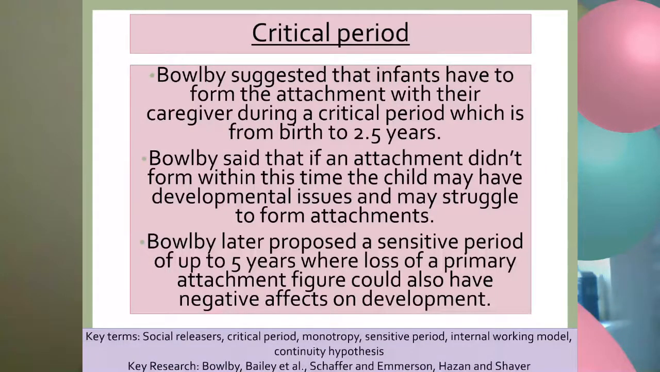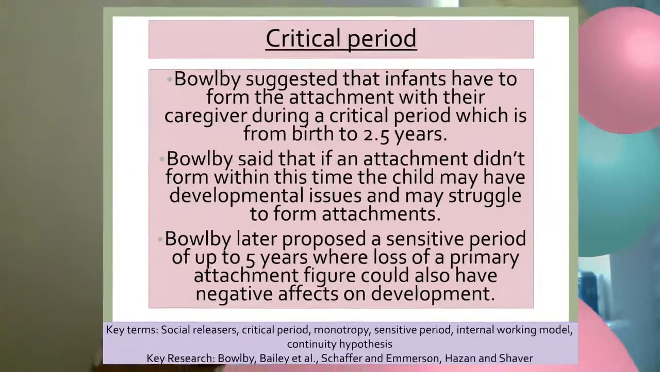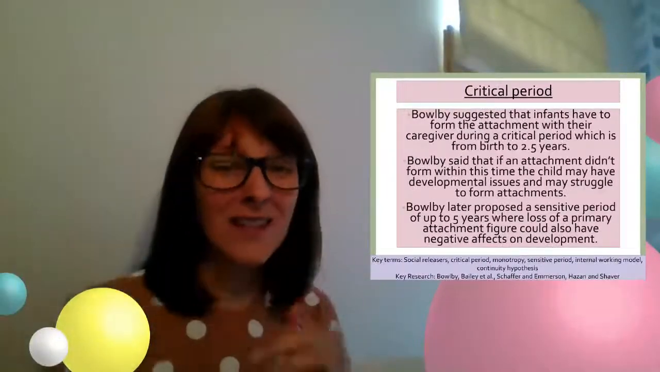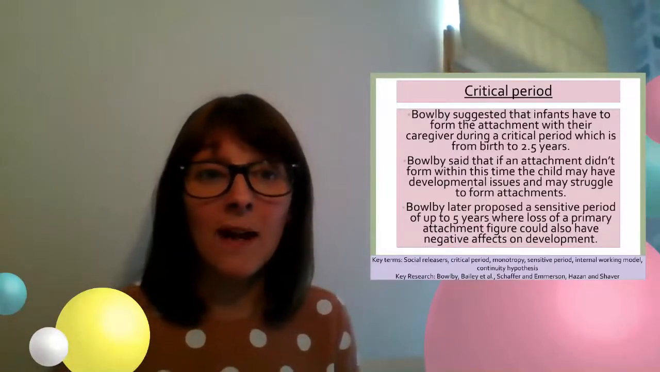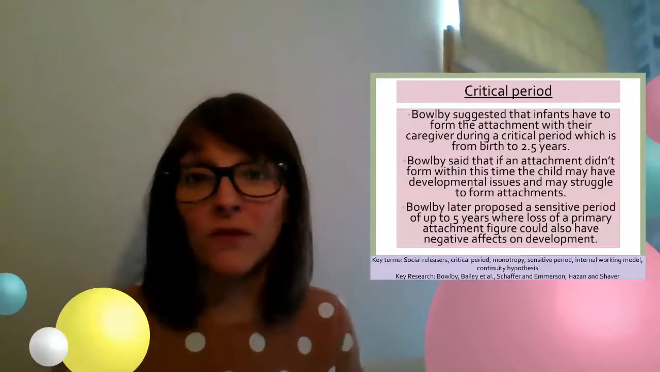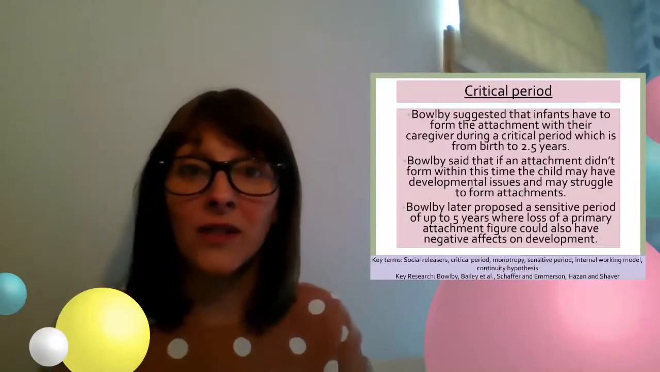Bowlby also readjusted his theory, and he actually proposed a sensitive period. So it would have the most effects within the critical period, but if separation occurred up to 5 years, then this could also have negative effects on development. So he extended that critical period a little, but he renamed it as a sensitive period. The critical period is more important, but up to 5 years it could have a little bit of an effect on that infant. So the critical period is birth to 2.5 years. Sorry, that says 2, it should say 2.5 years.